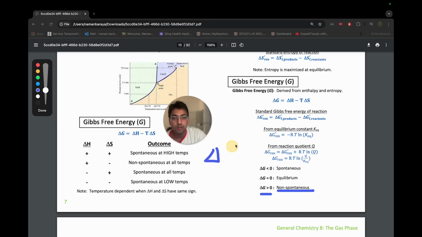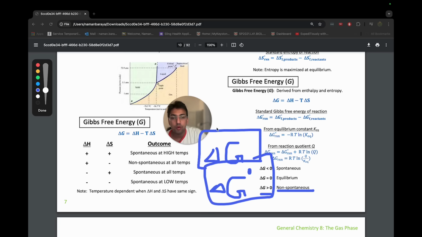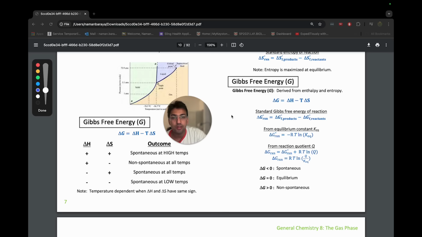And the difference between delta G and delta G prime always confused me. So this is the free energy at equilibrium. This is the free energy at the point that you are at. So it's kind of like the difference between Q and K. K is a representation of equilibrium. Q is just where you are based on the substrates and products that you have.